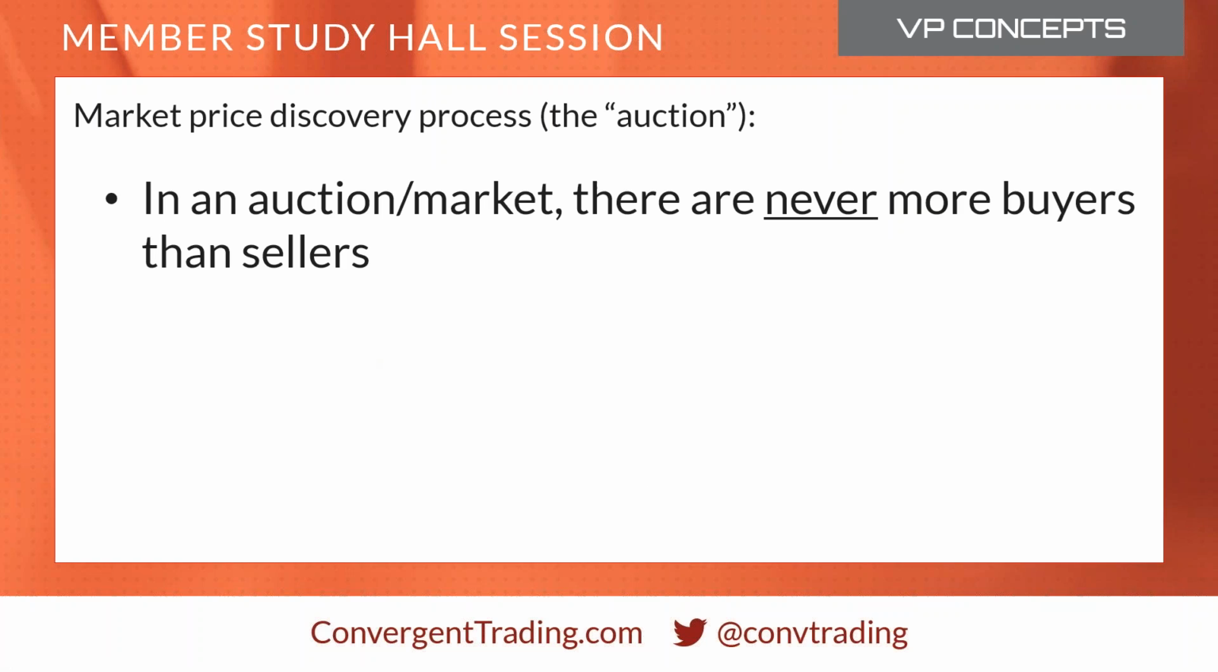In an auction market, there are never more buyers than sellers. So if you've ever heard that the market's going up because there are more buyers, this is completely untrue. There is no such thing as more buyers than sellers. That can never exist, because there can't be, for example, 3 million buyers and 1 seller and 3 million contracts traded. No. How many contracts traded if you have 3 million buyers and 1 seller? Type in your answer in the chat box in front of you.